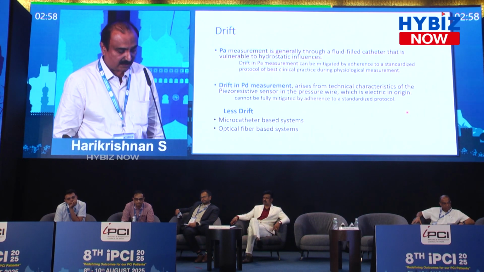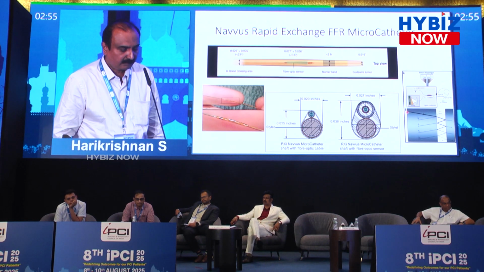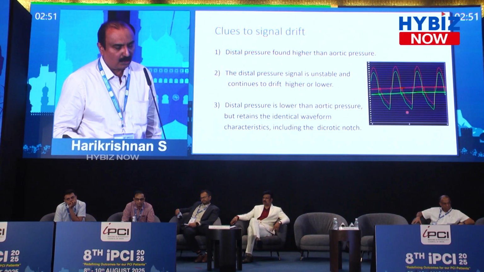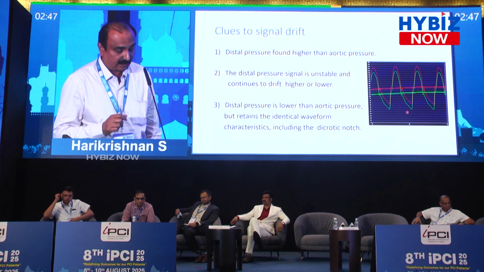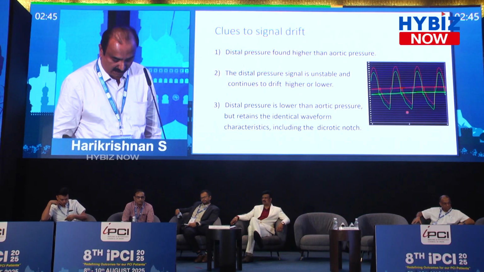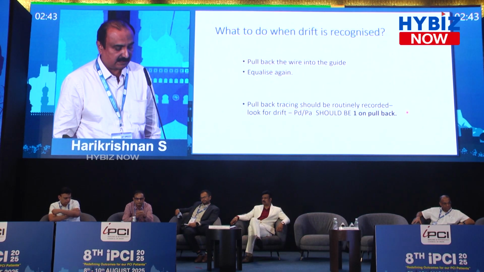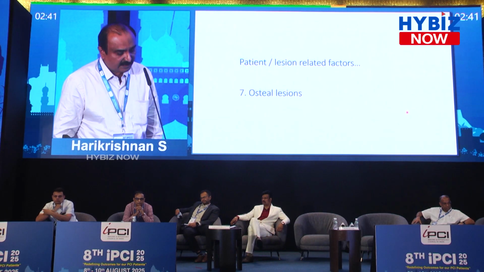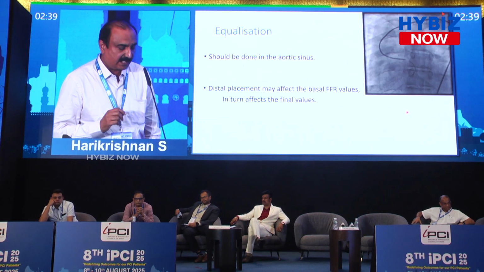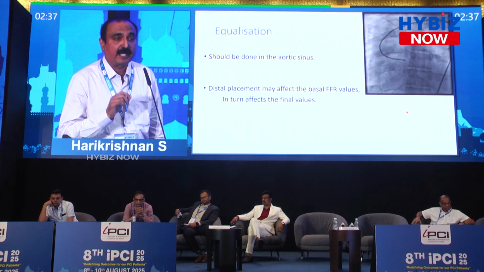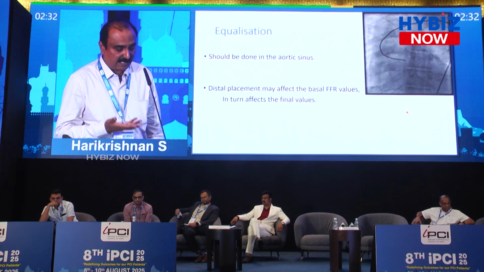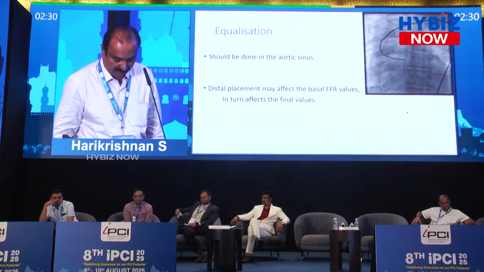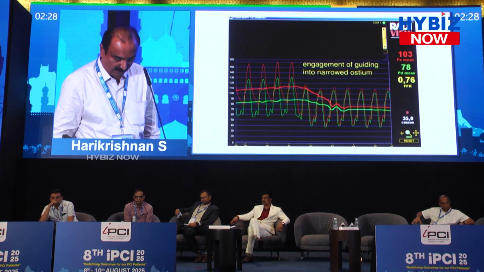I am not going into those details of drift. Microcatheter-based wires have been shown to have less drift. In the Signal, Cruise to Signal, the drift has already been mentioned by Rajesh. I am not going to that again. Patient-related factors, ostial lesions, I have already said, and equalization should be done in the aortic sinus. Very, very important. And distal placement may affect the basal FFR values, which in turn can affect the final values. And again, this was already shown.